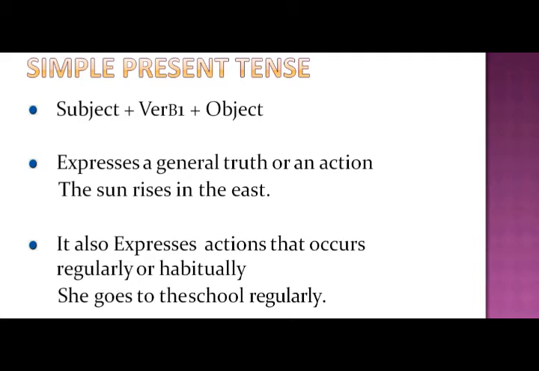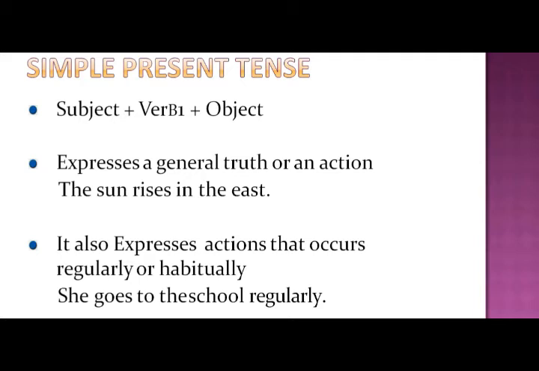It may be anything. For example, she understands English, in which she is a subject. Understands is a verb, while English is an object. Kids, simple present tense expresses a general truth or an action that is occurring now, means that is occurring in present, means all those actions that we are doing in present. Okay. Example, the sun rises in the east.